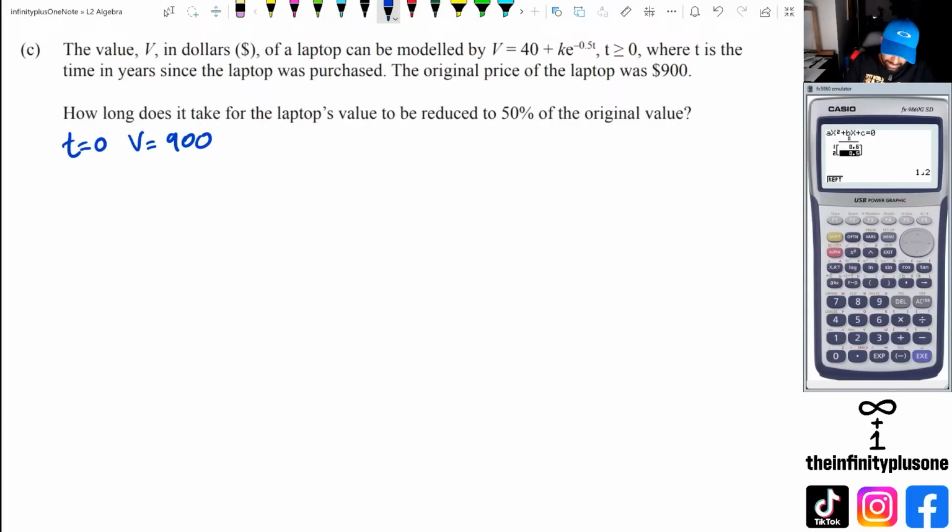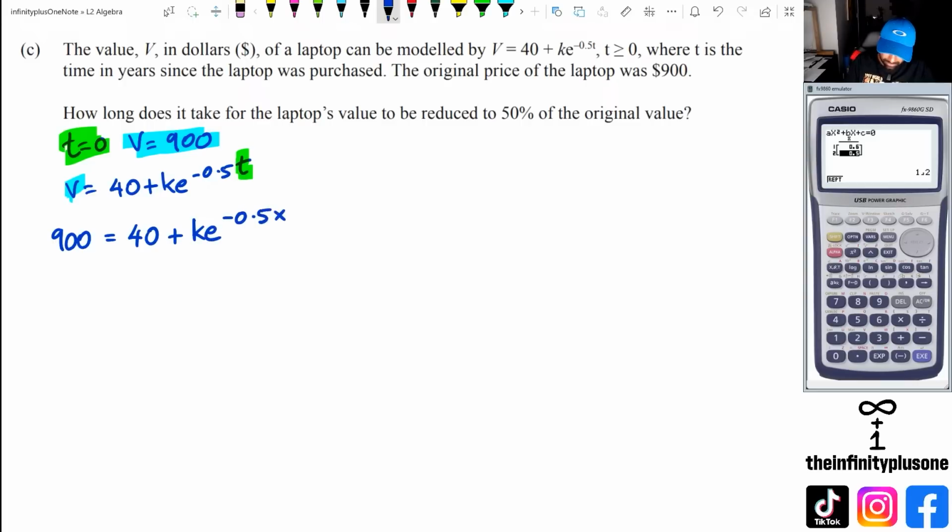So what we're going to do then is we've got V is equal to 40 plus K e to the negative 0.5 T, and we're going to substitute T is equal to 0 here and V is equal to 900 here. When we do this, we get 900 is equal to 40 plus K e to the negative 0.5 times 0. Next line, 900 is equal to 40 plus K e to the 0, because negative 0.5 times 0 is actually 0. And I think this is where people started going, oh, hang on, I've never seen this E thing.